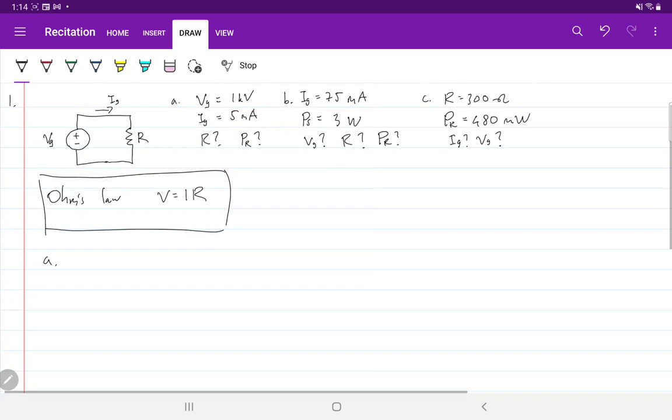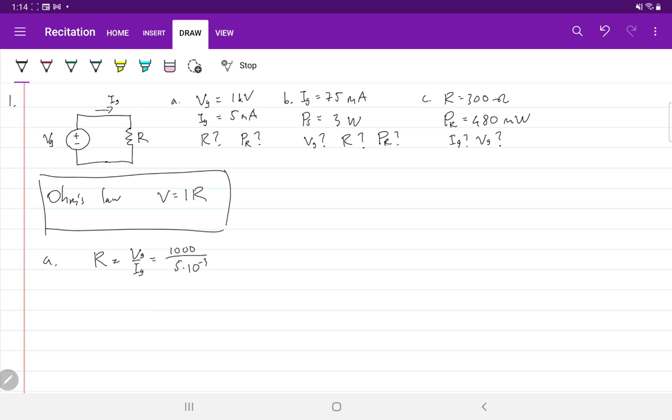Okay, for the first one, A, what is R? So R, from Ohm's law, we know that R is V over I, right? So this time V is VG, of course, I is IG. So 1000 volts, which is 1k, and 5 milliamps, so 5 times 10 to the power of minus 3. Okay, so we have 200,000 ohms or 200k ohms. How about the power consumed?